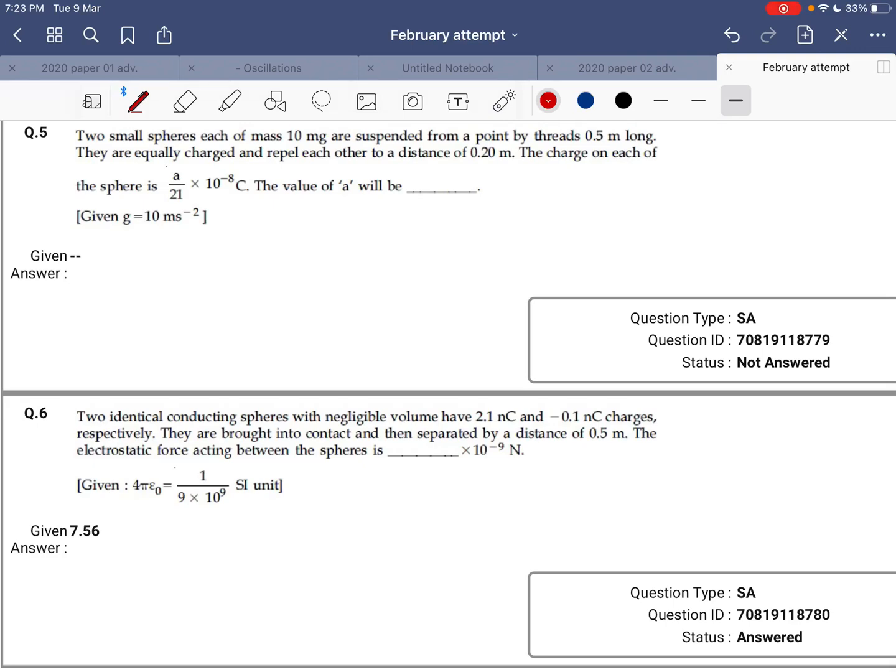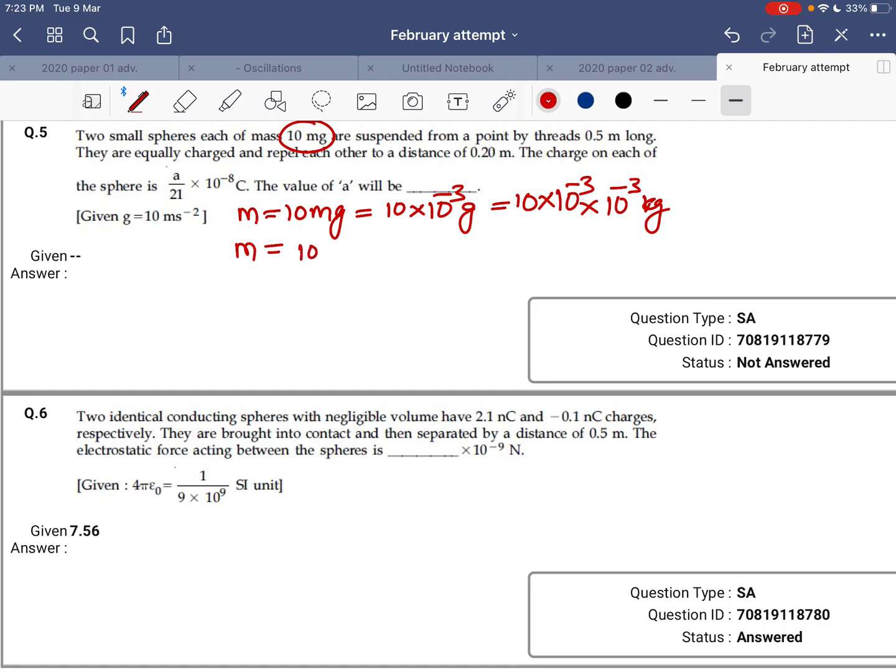Start with the fifth example. What is said here? Two small spheres, each of mass 10 milligram. As the mass of the sphere is 10 milligram, there would be chances of getting the conversion wrong. So milligram can be written as 10 raised to minus 3 gram, but the SI unit is kilogram, so I'll again multiply by 10 raised to minus 3 and that becomes kilogram. So the mass comes out to be 10 to the power minus 5 kilogram.